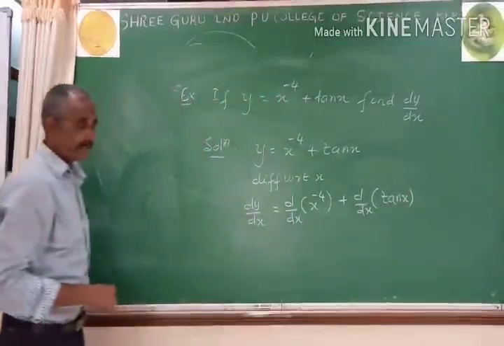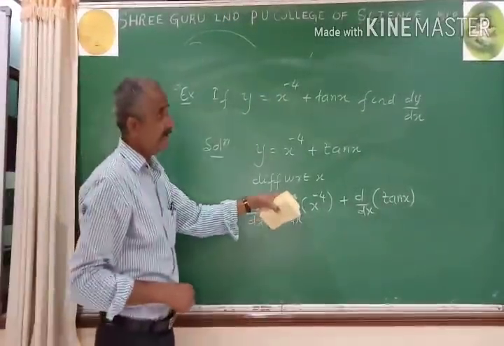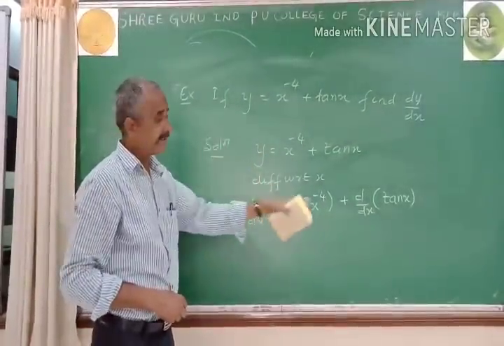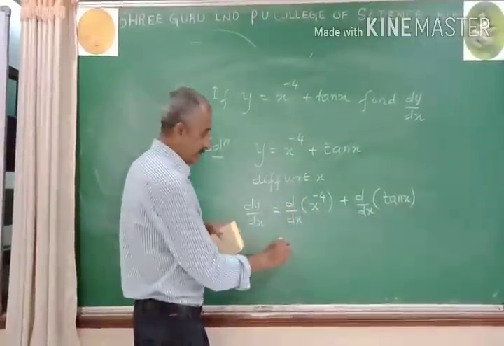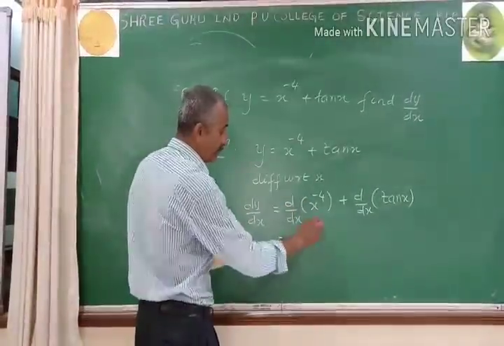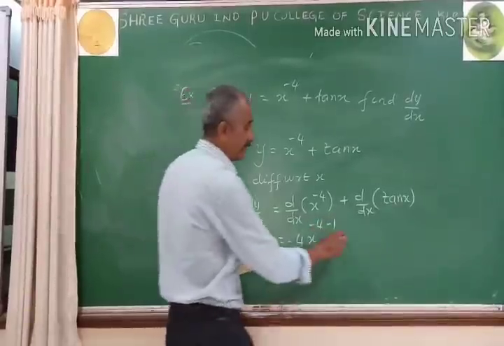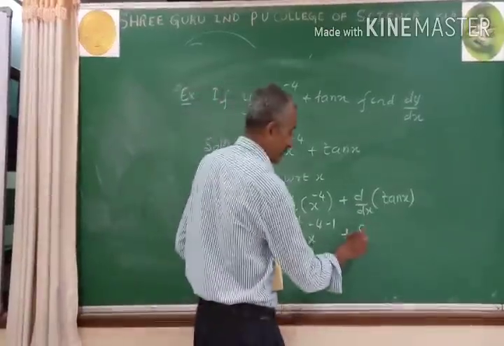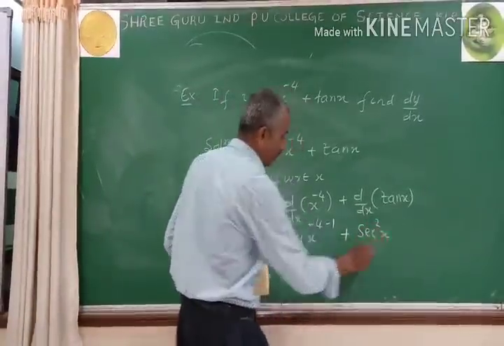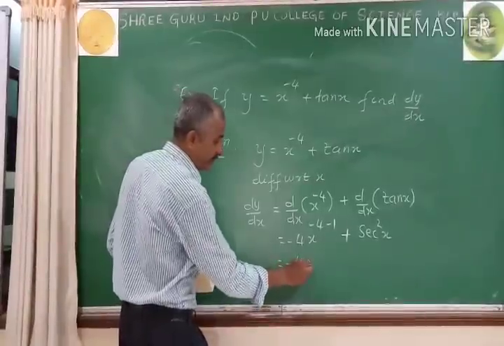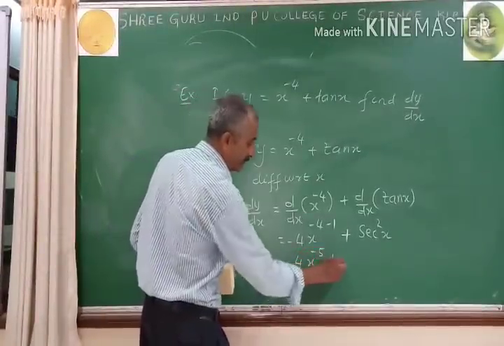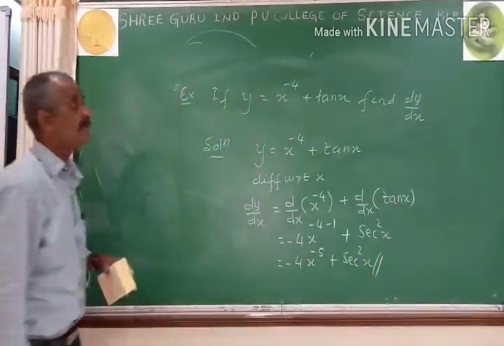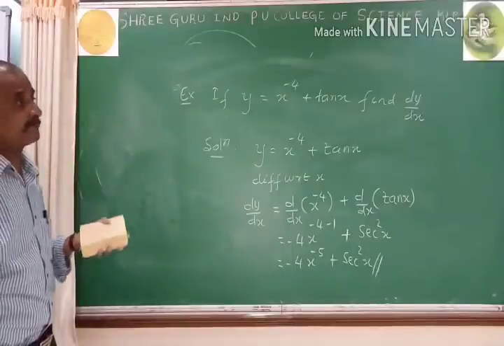Now recall standard formulas. Here let's apply the formula: differentiation of x to the power of n is n into x to the power of n minus 1. In this case n is minus 4. So the answer is minus 4 x to the power of minus 4 minus 1. Whereas here, directly the differentiation of tan x formula is secant square x. Or on simplification, minus 4 x to the power of minus 5 plus secant square x. This is the answer for the derivative of x to the power of minus 4 plus tan x.